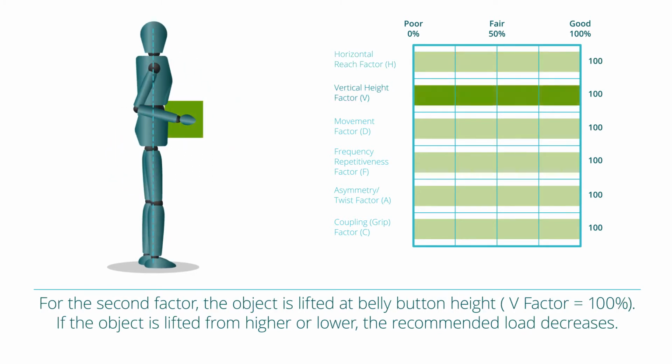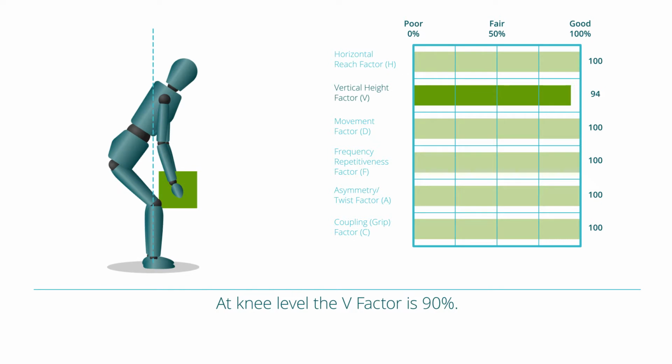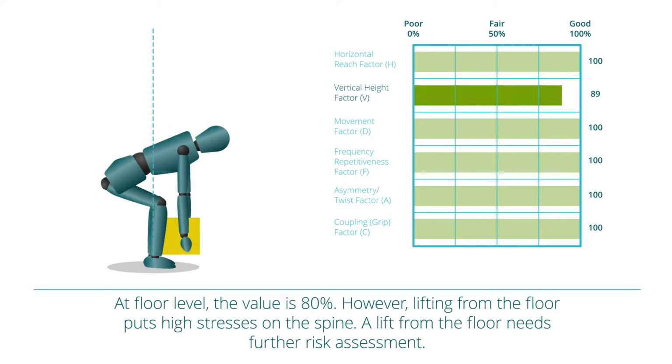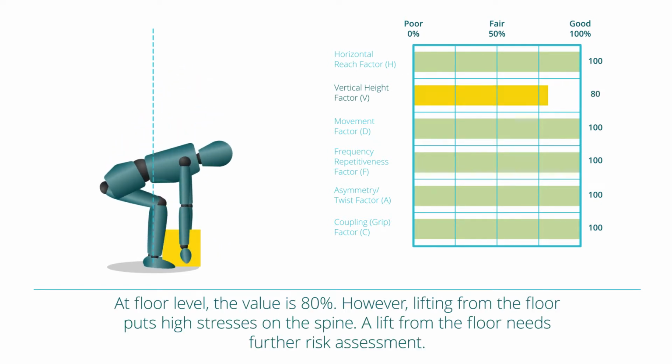For the second factor, the object is lifted at belly button height, V factor equals 100%. If the object is lifted from higher or lower, the recommended load decreases. At knee level, the V factor is 90%. At floor level, the value is 80%. However, lifting from the floor puts high stresses on the spine. A lift from the floor needs further risk assessment.